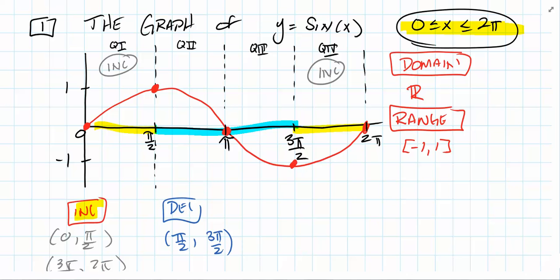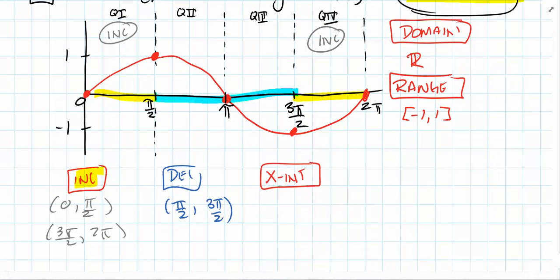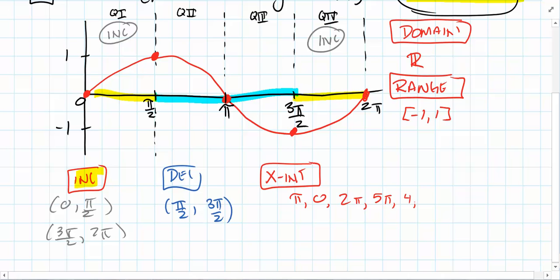Okay, let's talk about now the x-intercepts. Can you name any x-intercepts that you see? Pi. Pi is one of them. Give me another one. 2 pi. 0, give me another one. 2 pi, good. Any others? There's probably more. What about 5 pi? What about 4 pi? What about -3 pi? So is there a pattern here? Whole multiples of pi.